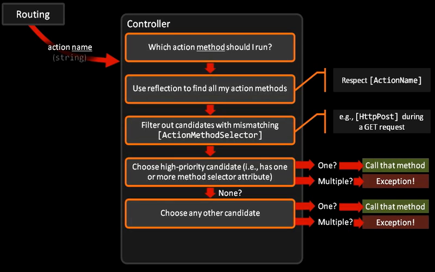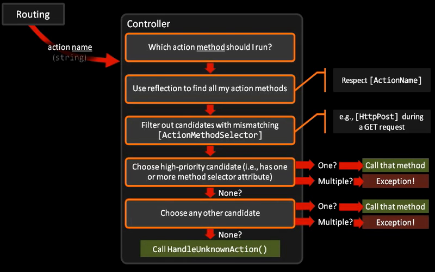You might wonder why there's a distinction between high priority candidates and other candidates. It's easy to understand with an example. If you have 2 methods, one of which has an HTTP POST attribute and the other one has no attributes, then if it's a POST request, both methods will be treated as candidates because neither gets filtered out, but only the POST method is high priority, so that will be used. On a GET request, only the GET method would be a candidate because the HTTP POST attribute would filter the other one out, so the GET method would be used.